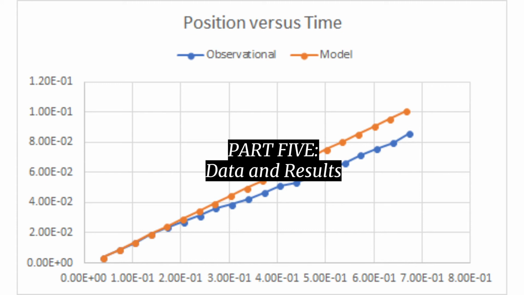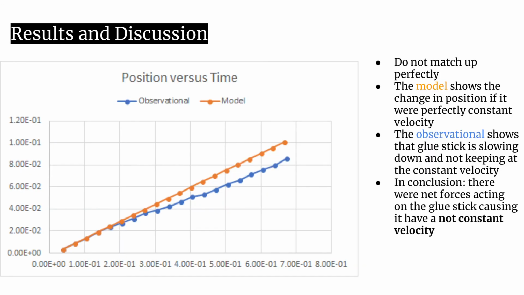Part 5, Data and Results. In this next part, the two sets of data are compared. The data shows that the two don't match up perfectly. The model shows the change in position if it were perfectly constant velocity. The observational data shows that the glue stick is slowing down and not keeping at constant velocity. In conclusion, there were net forces acting on the glue stick, causing it to not have constant velocity.